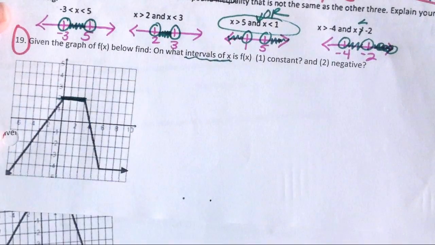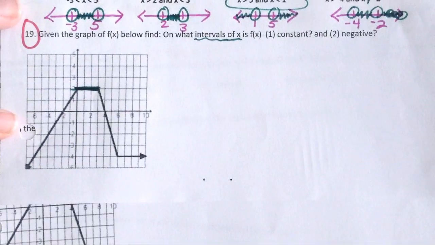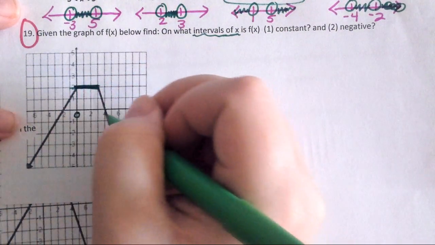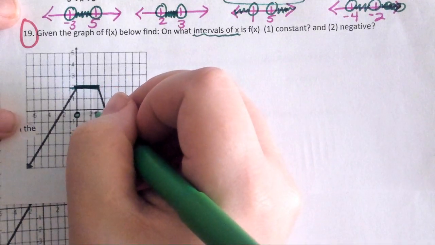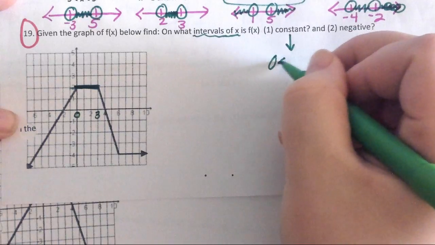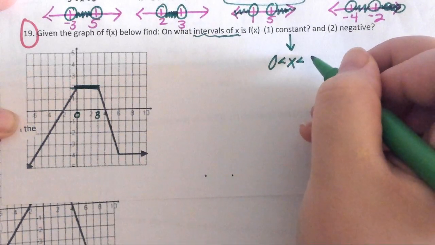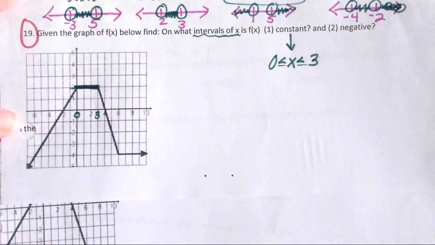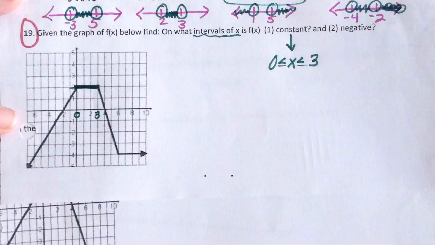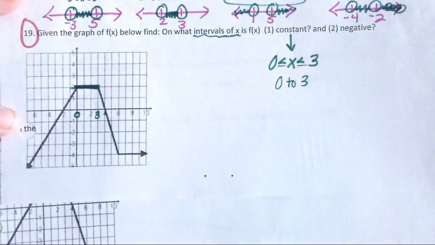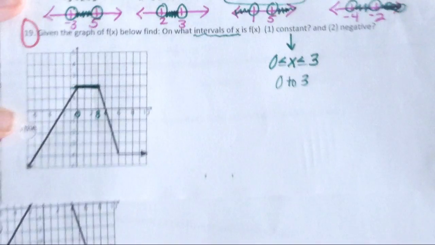Isn't it constant when it's flat? So what value is that starting at? Isn't that 0 and then it's ending at? So it's constant between 0 and 3. So I'm going to even write it in that notation. 0 is less than x is less than 3. Heck, I might put less than or equal to since they did color stuff in. Or if you just wanted to write 0 to 3, that's fine. Either one's going to be okay this morning.